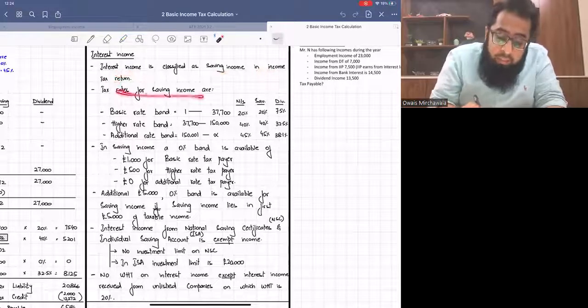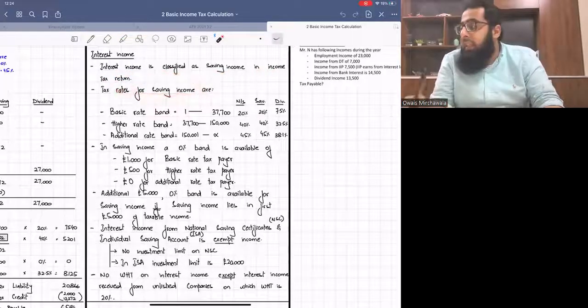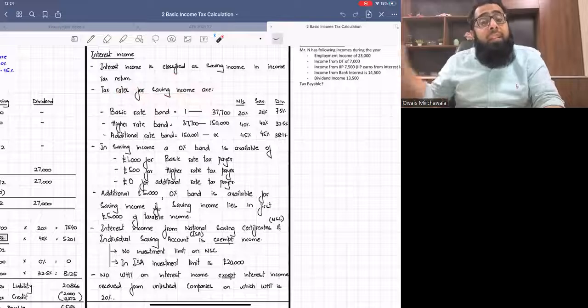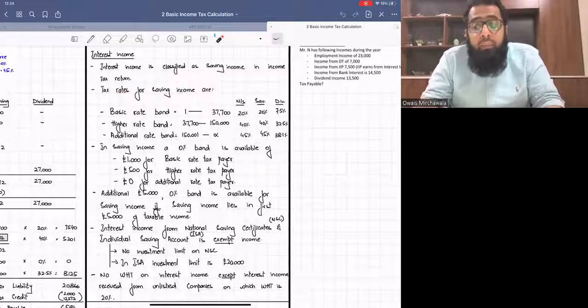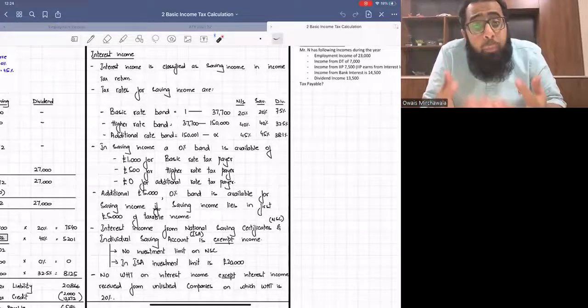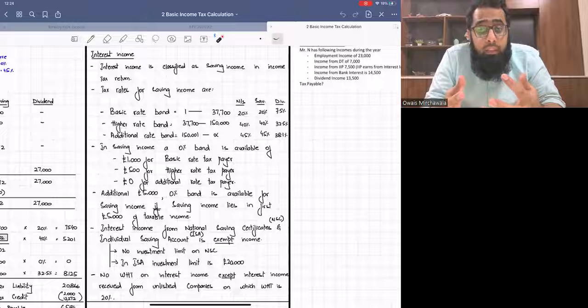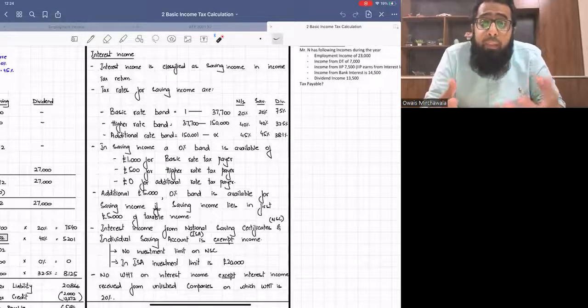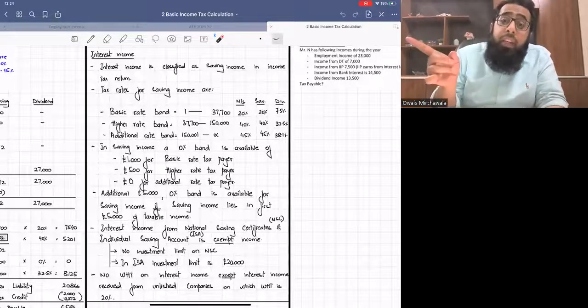Now, what are the tax rates for saving income? The tax rates for saving income are the same as non-saving, with some differences. Now, what are those differences? Listen to me. Saving income has a 0% band, similar to dividend income.